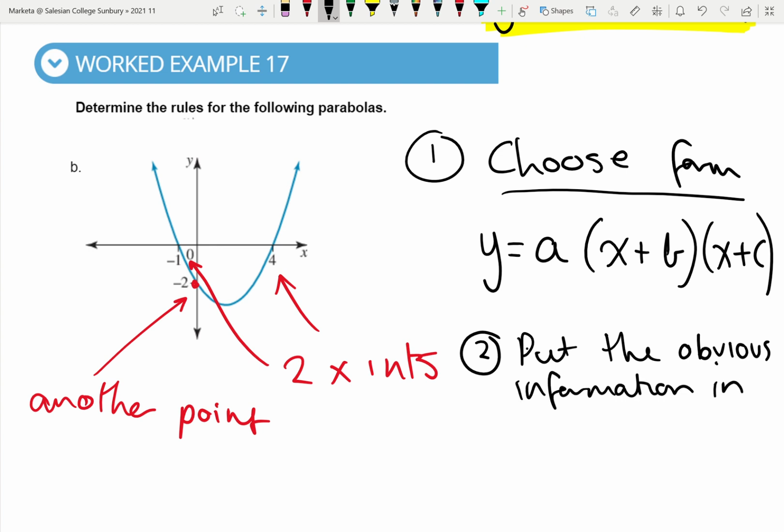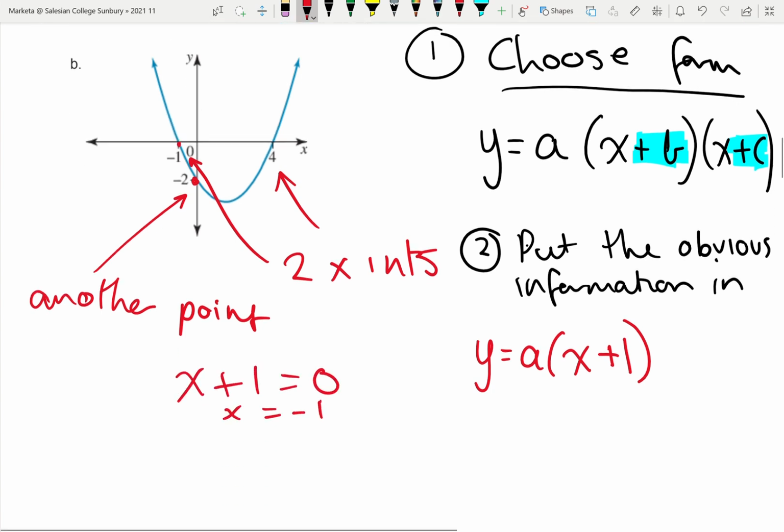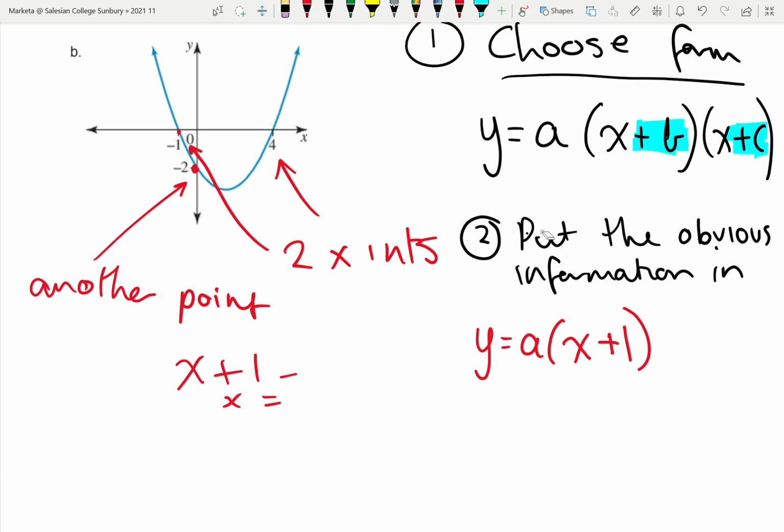And in this case, the obvious information are the x-intercepts, because if this was an equation that we had to find our x-intercepts, then we would solve this to equal 0 and we'd solve this to equal 0. So we would find that x would equal negative b and negative c. So in the same way, we can say, well, y equals a, x, this 1 is negative. So if I write plus 1, when I solve x plus 1 equals 0, that will give me x equals negative 1.